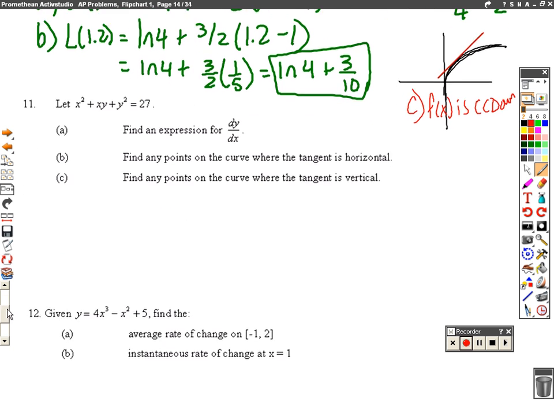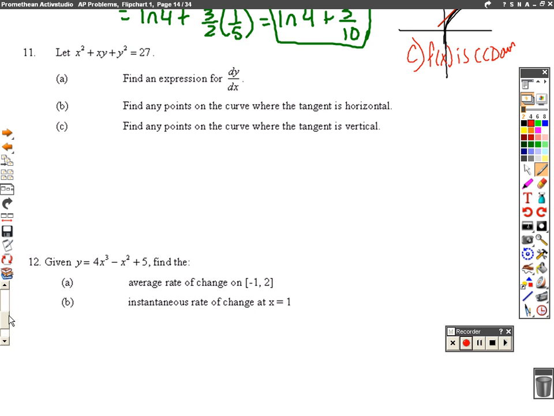All right, let's move on to number 11. Find an expression for dy dx. This is implicit differentiation because we do not have a function solved for y. So I'm going to take the derivative of each part. I've got derivative of x squared is 2x dx dx. I don't have to write it.